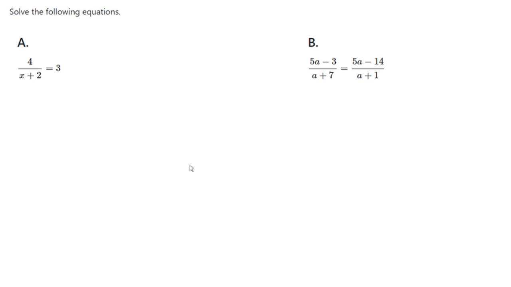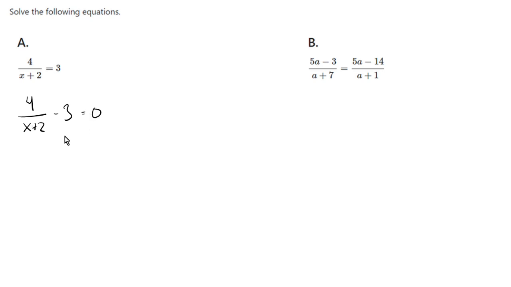Solve the following equations. So in A, we're going to start by moving the 3 over to the left-hand side. So we just subtract 3 from both sides. So we're going to get 4 over x plus 2 minus 3 equals 0.